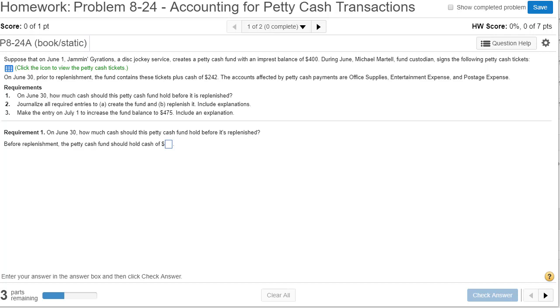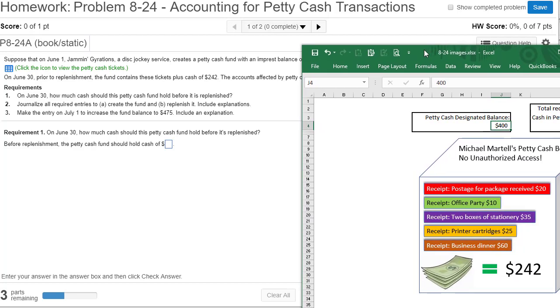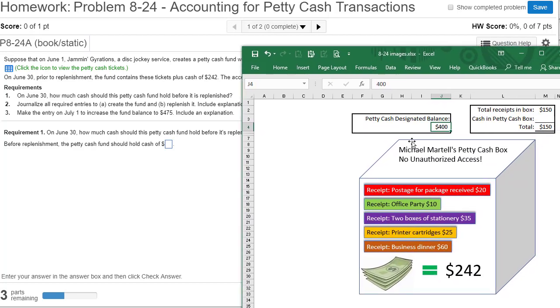Problem 8-24, accounting for petty cash transactions. So petty cash is cash that the office is going to have in a locked box that's used for daily small transactions. And I've got some images over here in Excel that relate to this problem.